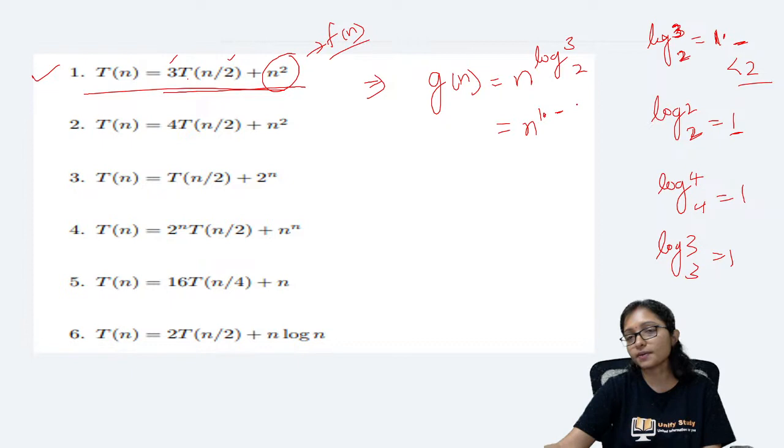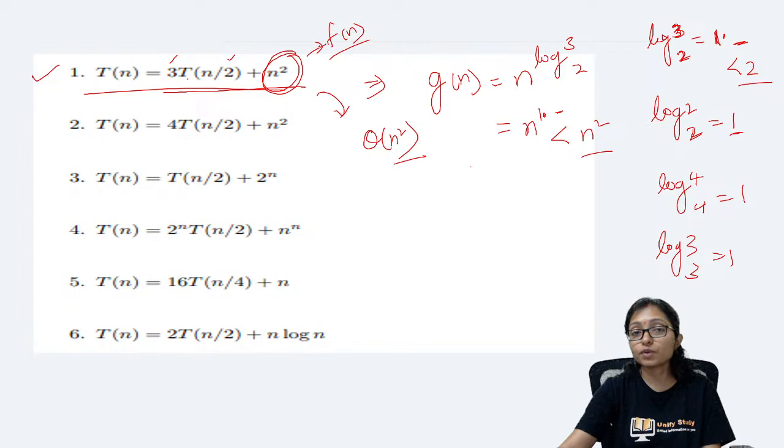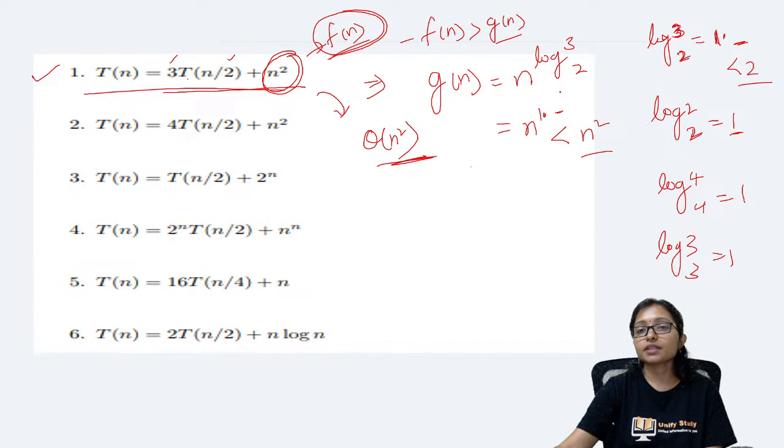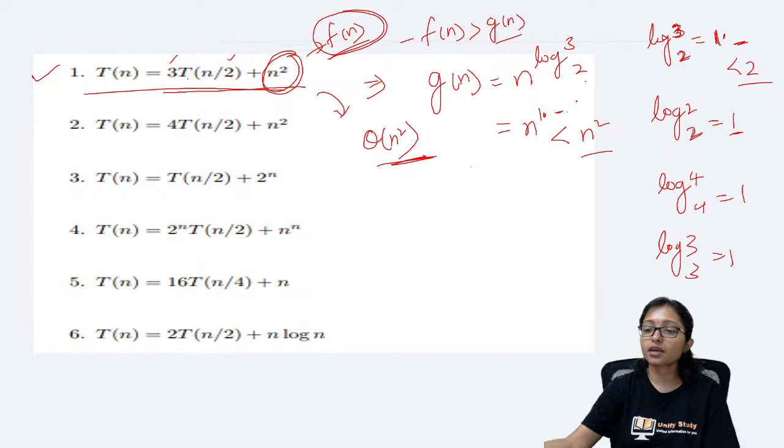So it is n square. Definitely this one will be less than n square. As it is less than n square, the answer will be theta of n square, because whichever one is greater, that is your answer. Here you can see fn is definitely greater than gn, that's why your answer will be n square. Is it clear? The log is coming 1 point something, so it is less than. Got it? Why is it n square?